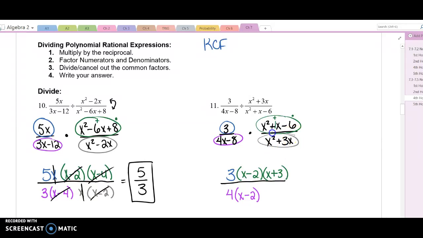And my last denominator, those two things have x in common. Now the fun part. x minus 2 cancels, x plus 3 cancels. So the stuff that's left is 3 on the top and 4x on the bottom. So our final simplified answer is 3 over 4x.